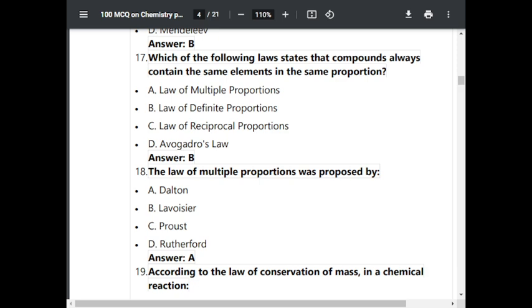Question number 18. The law of multiple proportion was proposed by option A Dalton, option B Lavoisier, option C Proust, option D Rutherford. The correct answer is A Dalton. Dalton proposed the law of multiple proportion.